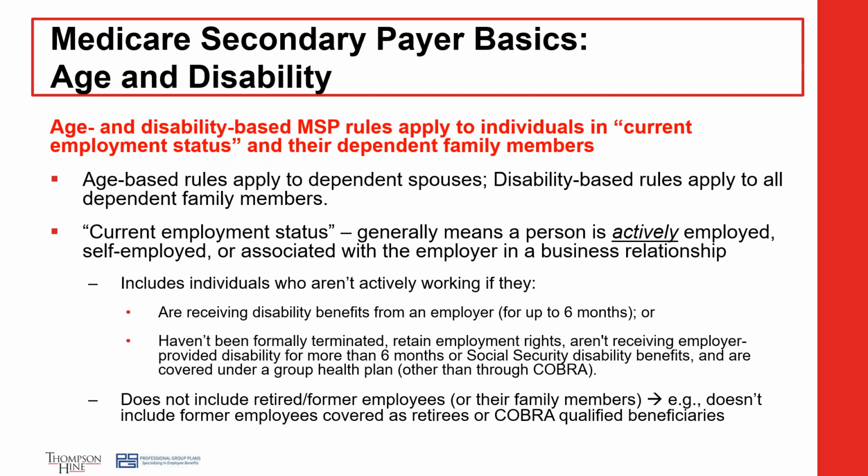So actively working. Now, individuals who aren't actively working are also considered to have coverage due to current employment status if they're receiving disability benefits from an employer for up to 6 months, or they haven't been formally terminated, they retain employment rights, and aren't receiving these additional benefits. So, for example, if you have an employee who is terminated and has elected COBRA, these Medicare Secondary Payer rules are not going to apply to that individual who has COBRA coverage. Or if someone continues to be employed by the employer, but has been out on disability for more than 6 months, then these rules would not apply.